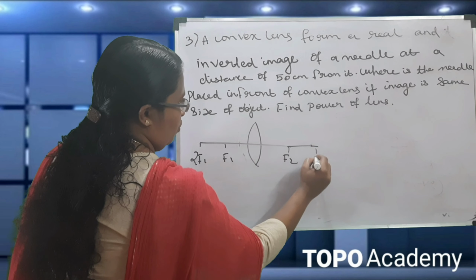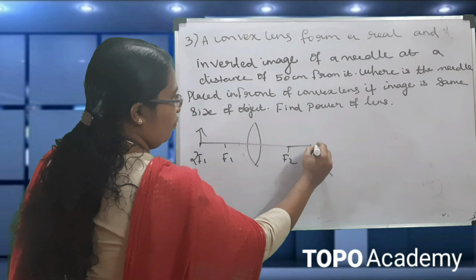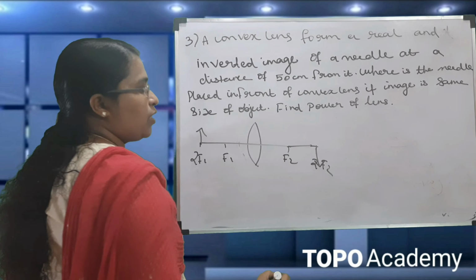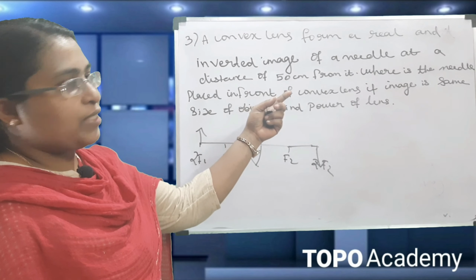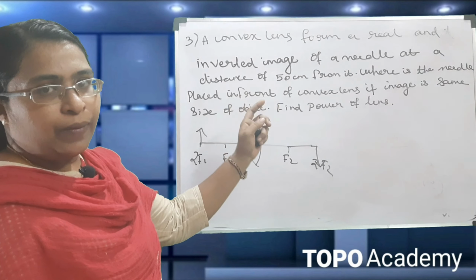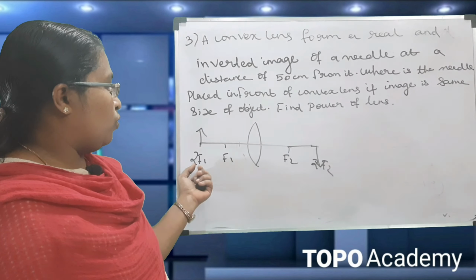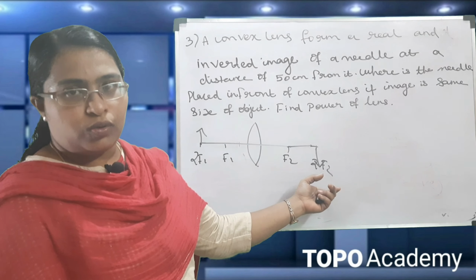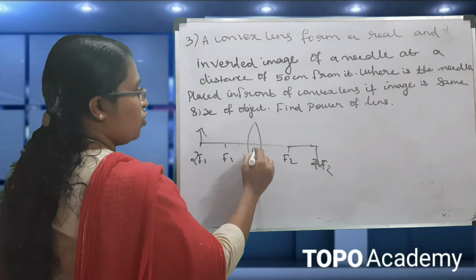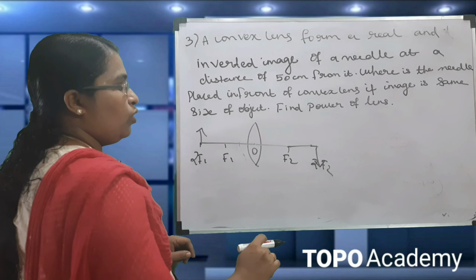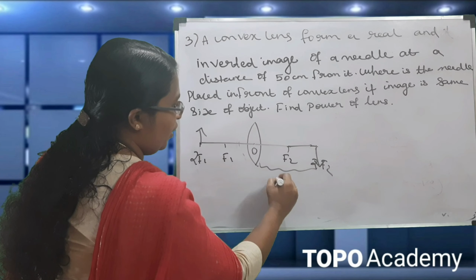When we are keeping the object at 2f1, we are getting an image of the same size at 2f2. Here it is given that the image is formed the same size as that of the object. That means the image is formed at 2f2. So when we are keeping the object at 2f1, we are getting an image at 2f2. This is the optic center. So the distance from the optic center to 2f2 is given, it is 50 centimeter.